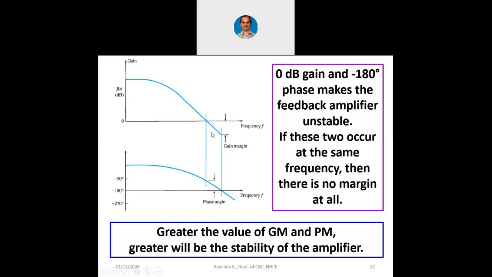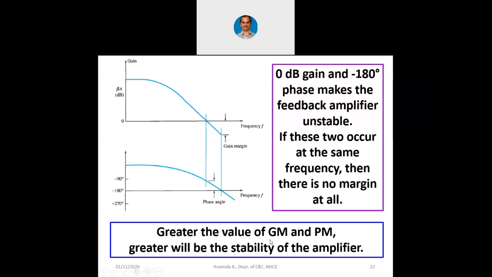That means the amplifier is having a gain margin. Similarly, the amplifier is having a phase margin. Why? When the gain is unity, phase has not become minus 180 degrees. So that way we have phase margin, which indicates that the gain curve and phase curve should not have the same crossover point in the x-axis. That is the idea here. See, the intersection of this gain curve and the phase curve with the x-axis should not happen at the same frequency. If that happens, then there is no gain margin and phase margin for the amplifier at all.